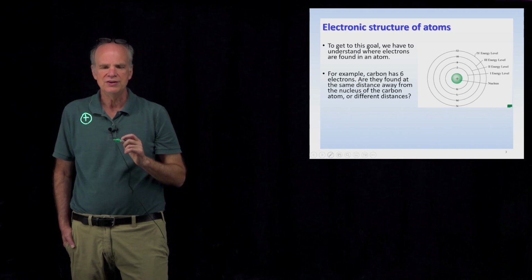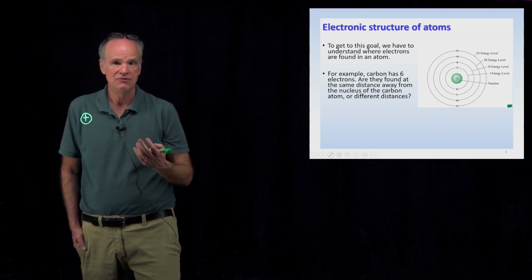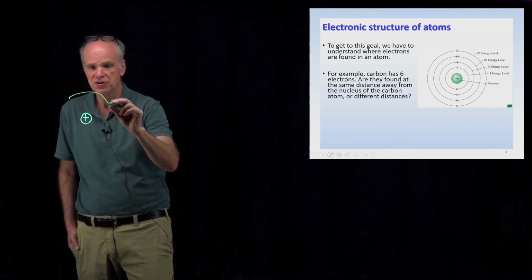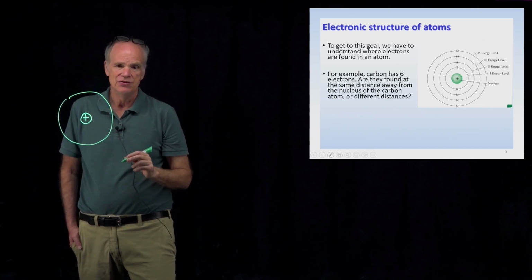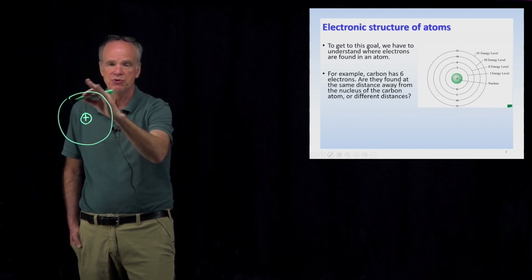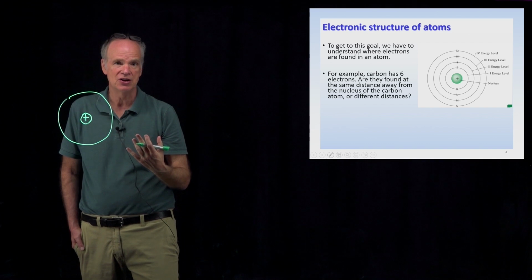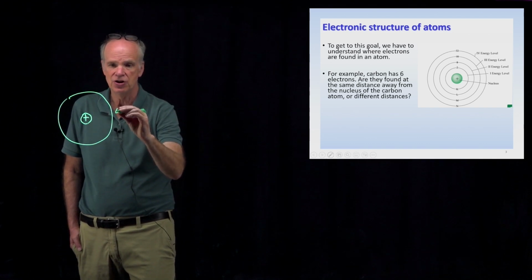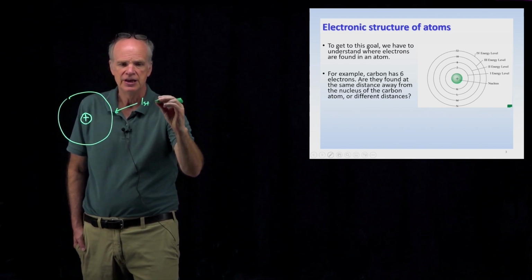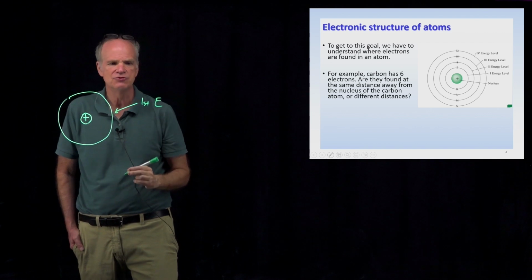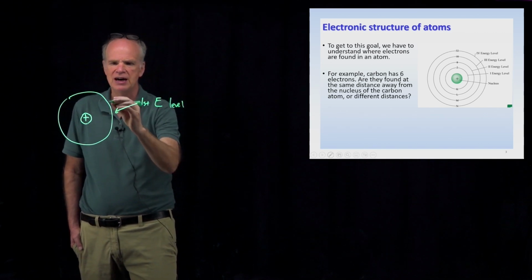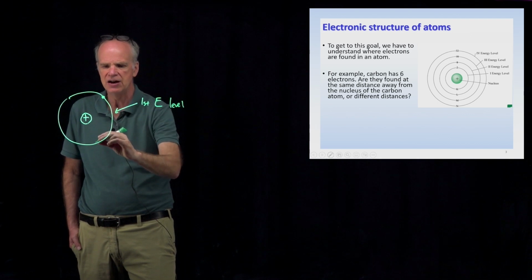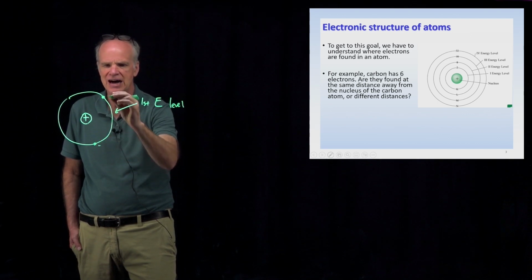And so what you'll find is that of the 6, the first 2 electrons are some distance away. And this first distance where you can find the first electrons on carbon is called the first energy level. I'm just going to write E for short for energy. So this is the first energy level. And so we can find 2 electrons, say, out here. So I'm representing those as dots.